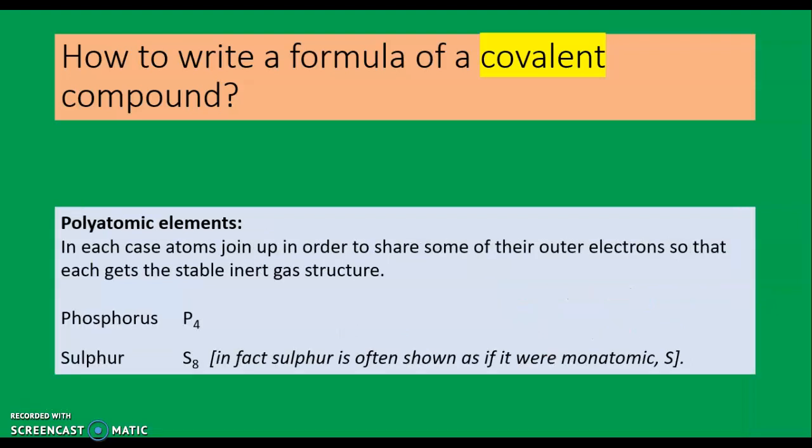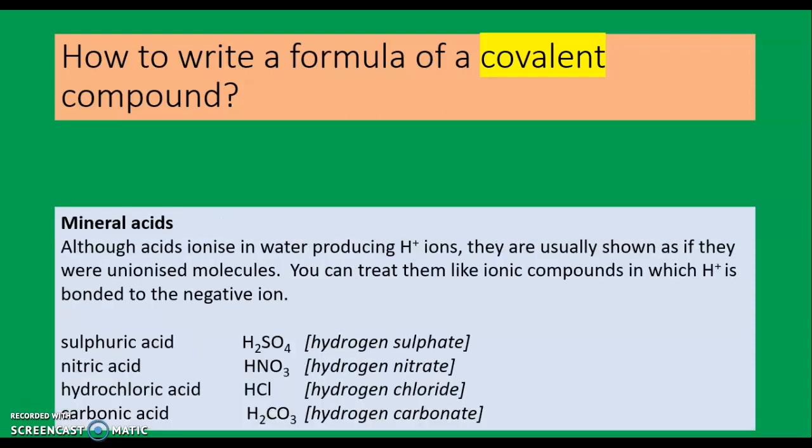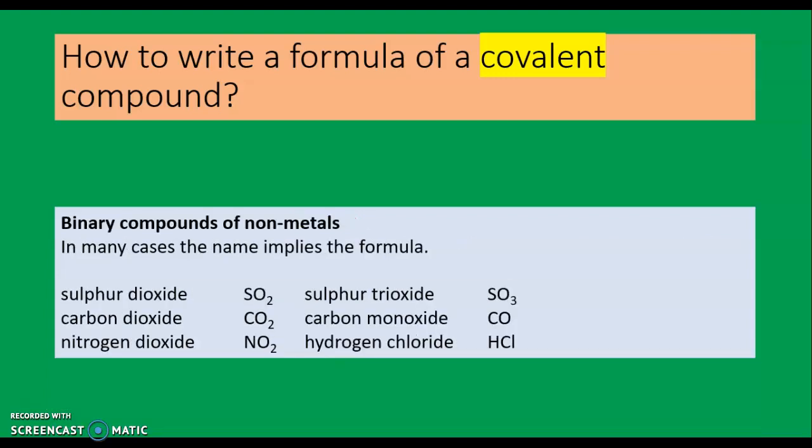Polyatomic elements: some elements exist as P4, like phosphorus P4, sulfur S8. So you learn that, though mostly sulfur is shown as S as well. So that's okay. Mineral acids, very important to learn. You cannot do neutralization reactions without memorizing them.